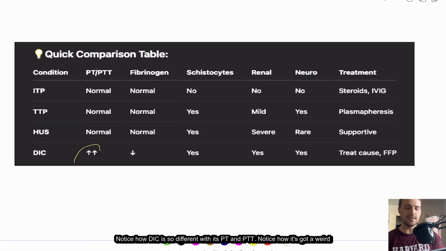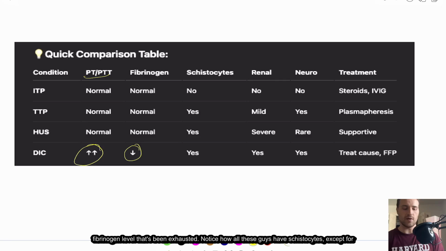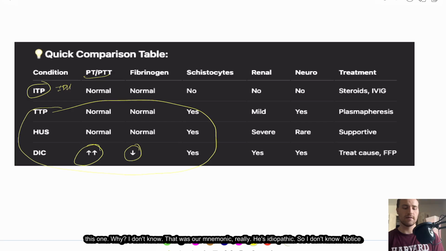Notice how DIC is so different with its PT and PTTs. Notice how it's got a weird fibrinogen level that's been exhausted. Notice how all of these guys have schistocytes except for this guy. Why? I don't know. That was our mnemonic, really. He's idiopathic, so I don't know.